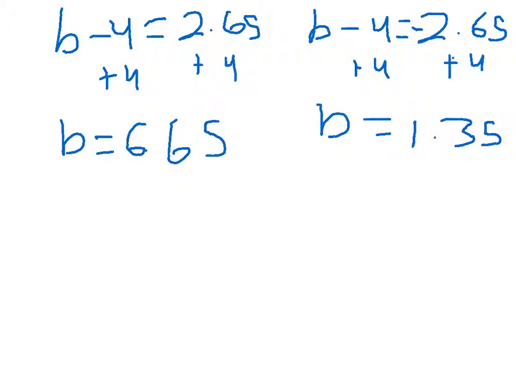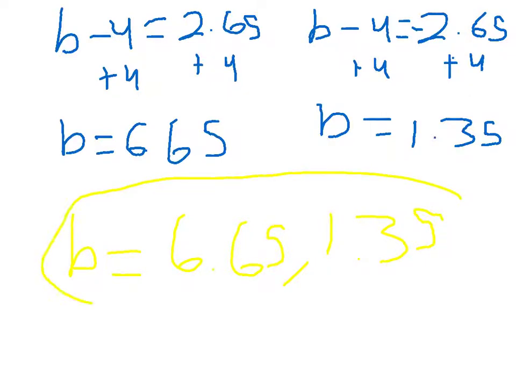So then we come up with a final answer of b equals 6.65 and 1.35. And that is how you complete the square.